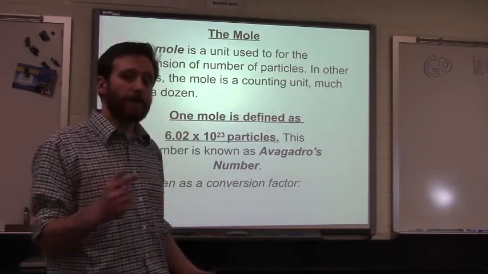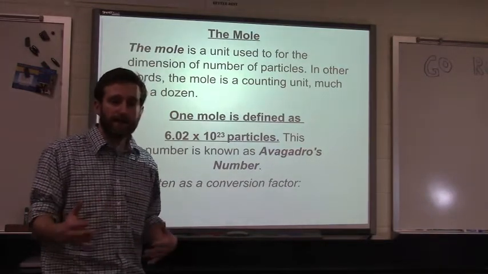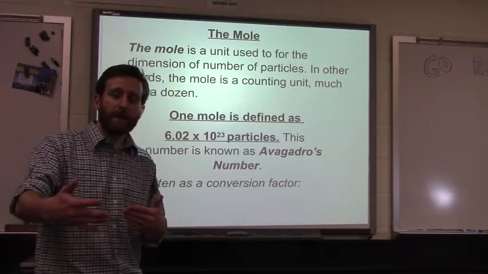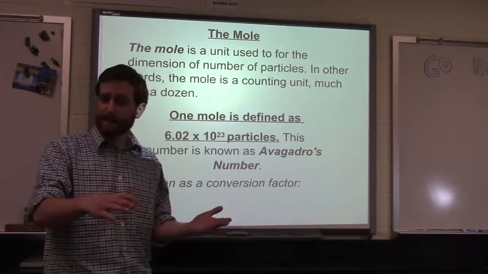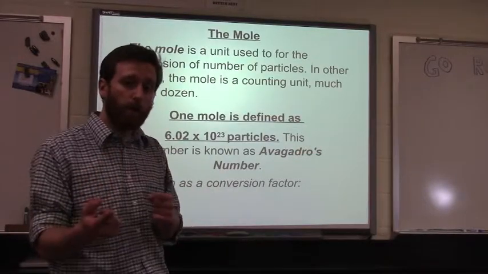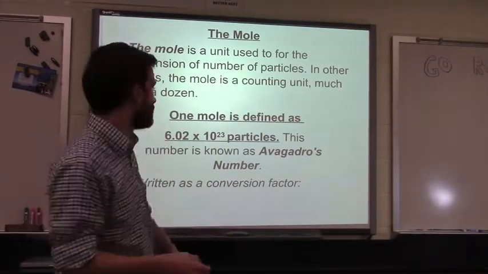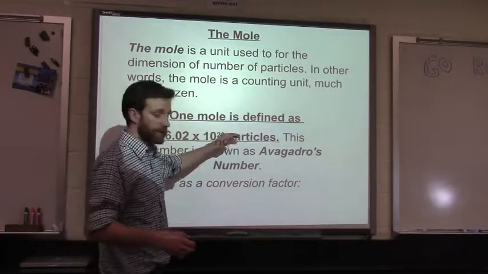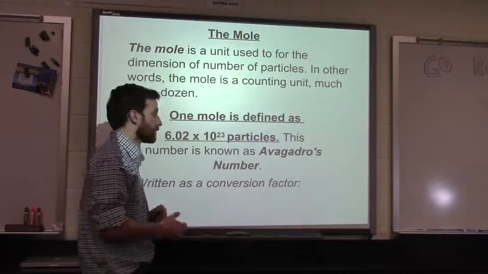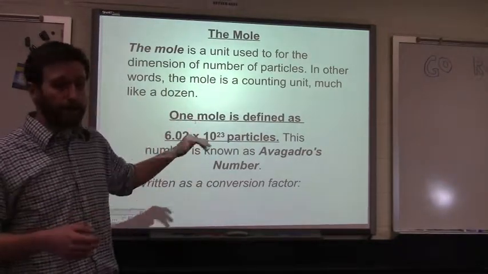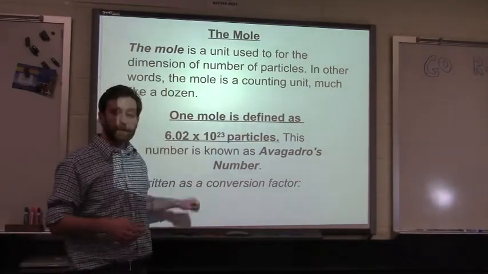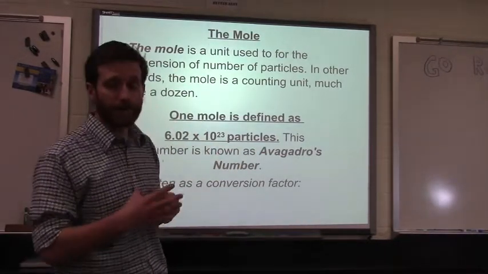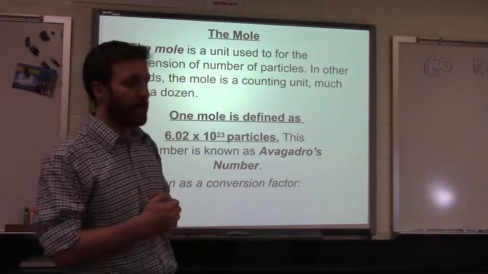So I like to think of the mole much like the dozen. So if I say I have a dozen eggs, well, I have 12 eggs. The mole is just like that. It's a counting unit. And if I say I have 1 mole of water, then I have 6.02 times 10 to the 23rd particles, in this case molecules, of water. So this number, 6.02 times 10 to the 23rd, is actually known as Avogadro's number. It's named after another scientist named Avogadro.